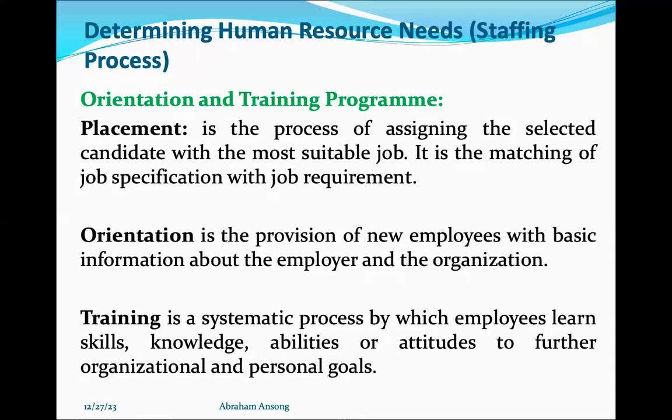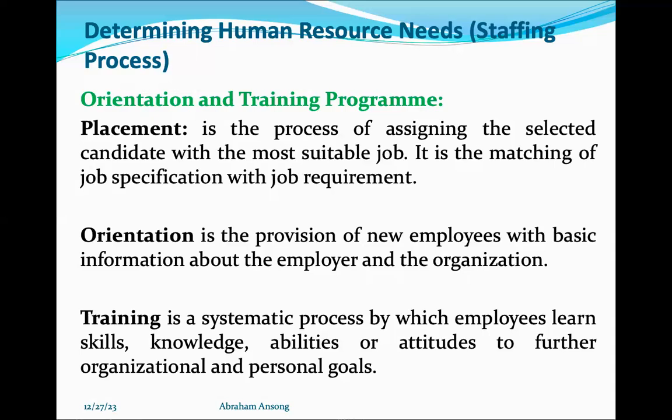Okay. Then the next role is orientation. So it's the provision of new employees with basic information about the employer and the organization. So it's very, very important, all right? Especially if there's external recruitment, the employee might have no knowledge at all about the organization. In fact, basic stuff, things about who their boss is, who their subordinates are, and so on and so forth, maybe things that the person will not know. So it's important that there is some form of orientation for these new employees, for them to have some basic information about their employer and the organization.